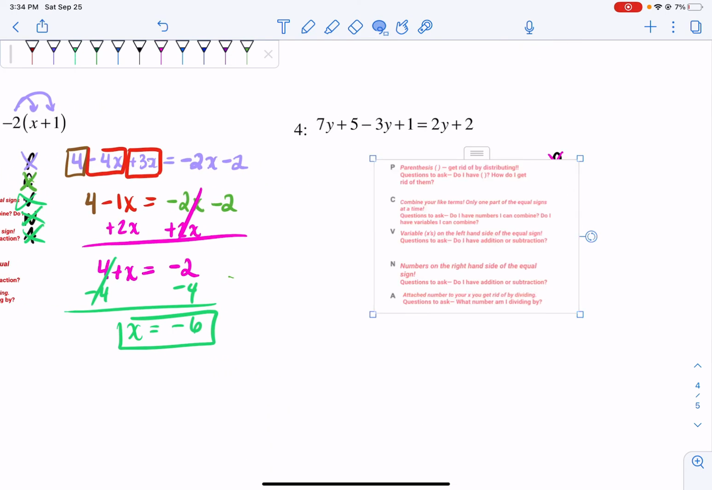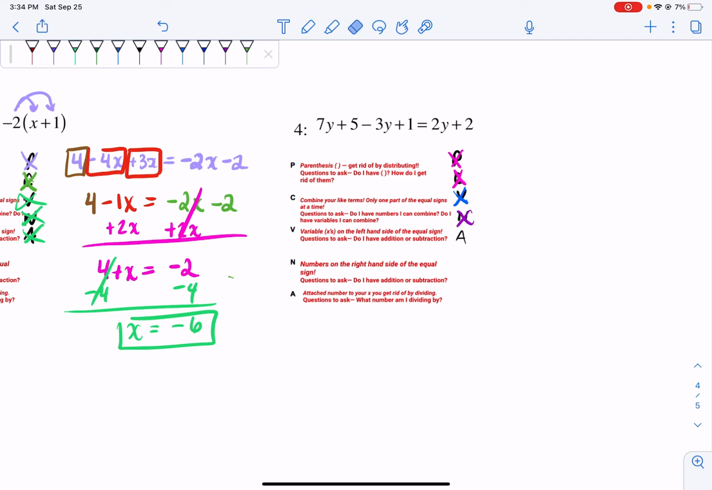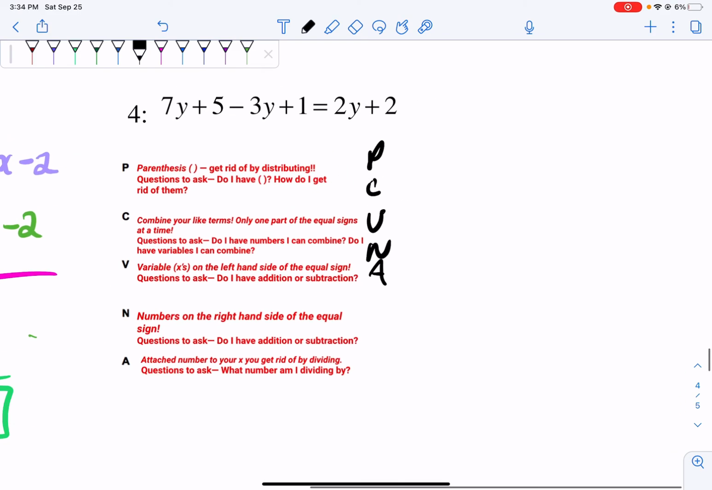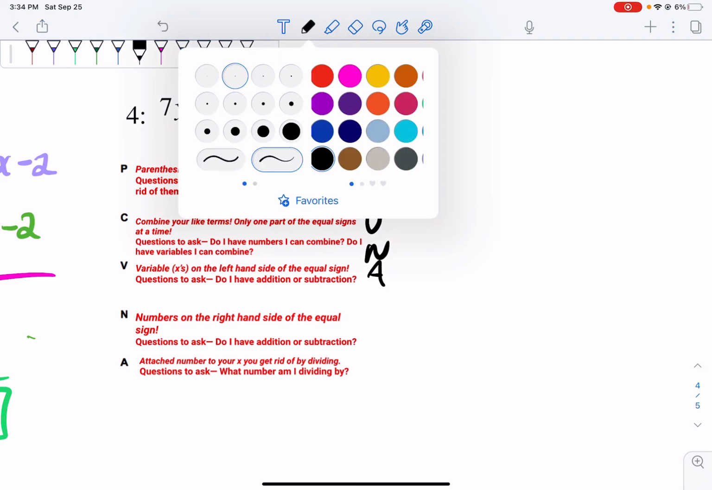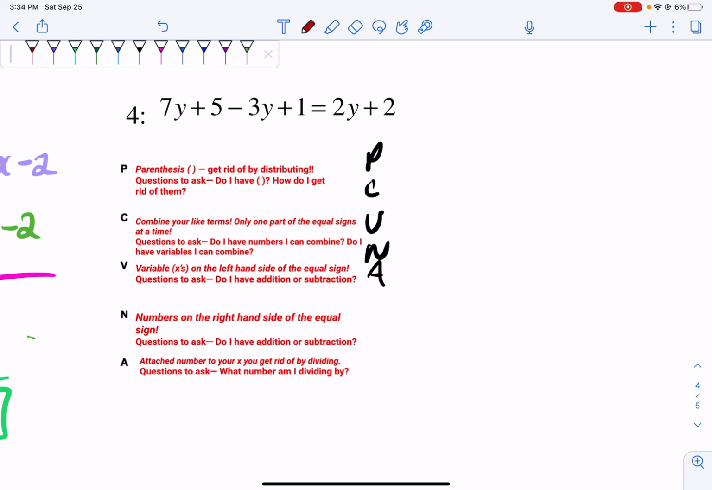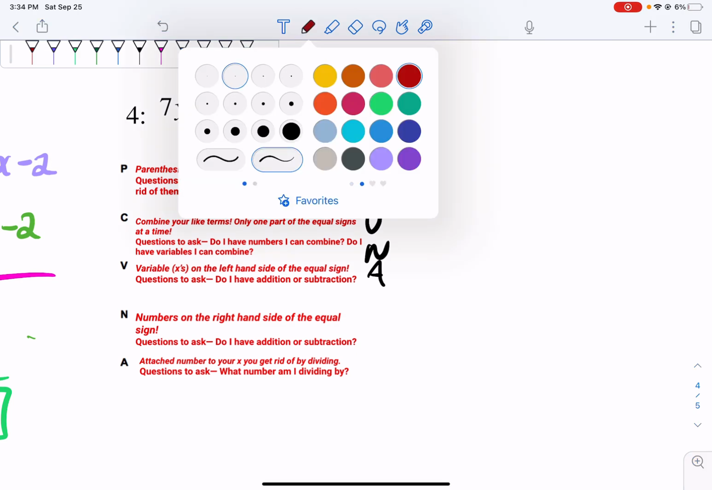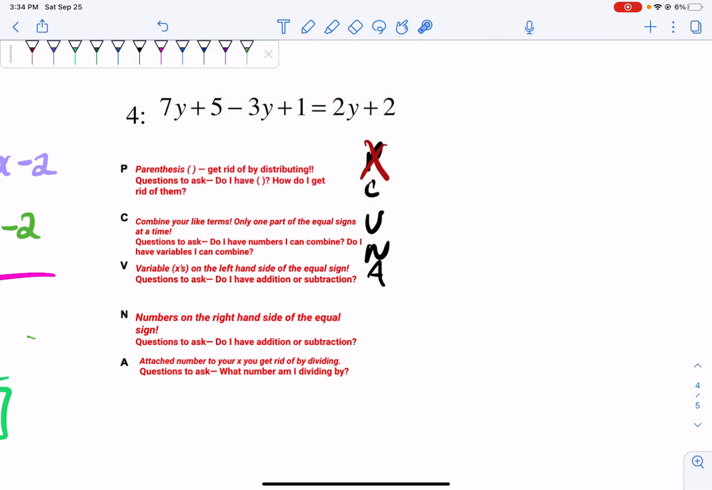Last but not least, that's for sure, I want to solve this equation using PCVNA. I have 7y plus 5 minus 3y plus 1 equals 2y plus 2. I've got to ask myself, do I have parentheses? I do not, so I skip that stage. I have to ask myself, can I combine like terms?